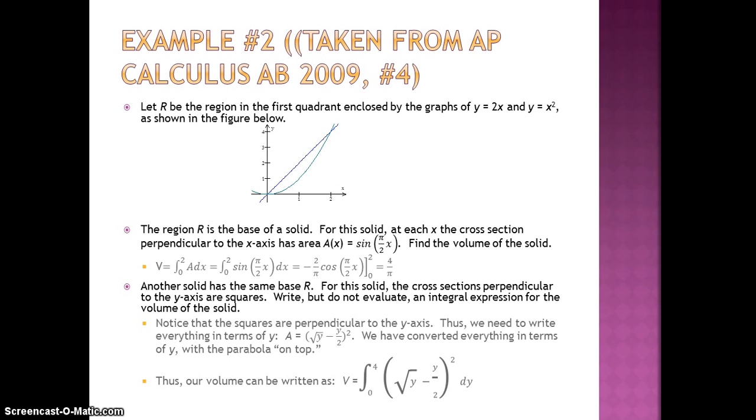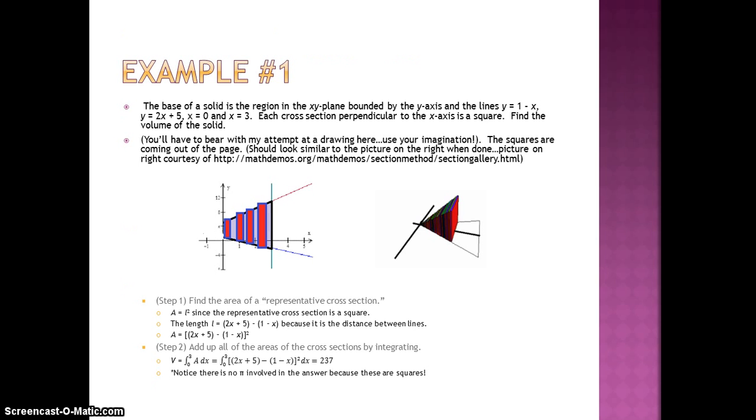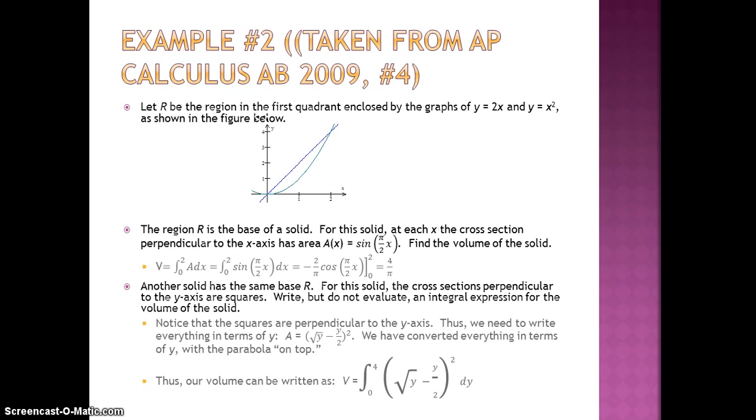They've actually helped you out more than you might think initially, because the whole principle of this is that once we find the area of an example cross-section, we are able to integrate that area in order to find the total volume of our shape. They've given you the formula for the area, just like we did on the previous slides here. The formula for the area was 2x plus 5 minus (1 minus x), squared.